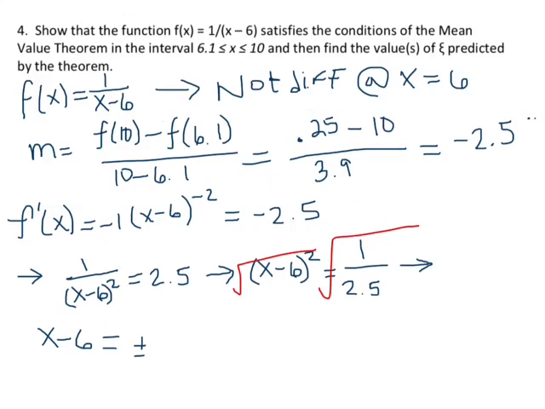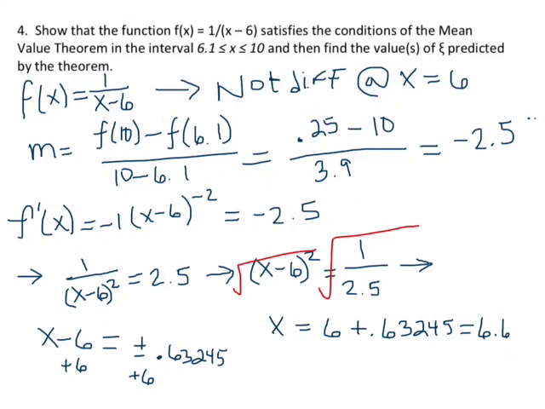We're going to get something like 0.63245, rounding. The next thing you're going to want to do is solve for x, so you add 6 to both sides. We have x equals, for example, 6 plus 0.63245, which equals 6.63245. And then, of course, the other value is x equals 6 minus 0.63245.